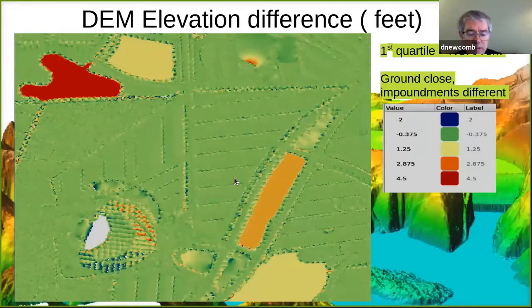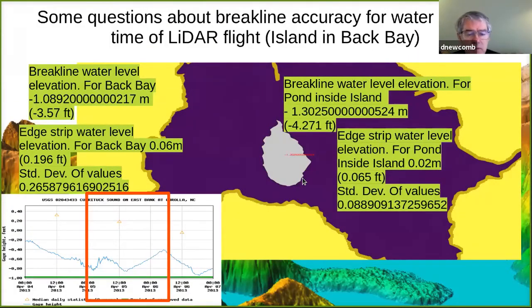So if we compare the two, if you look at the DEM for the elevation, there's very minimal difference between the land surfaces, but there's significant difference here between the water level surfaces, up to 4.5 feet on this one up here. So let's go down to see, which one's right?